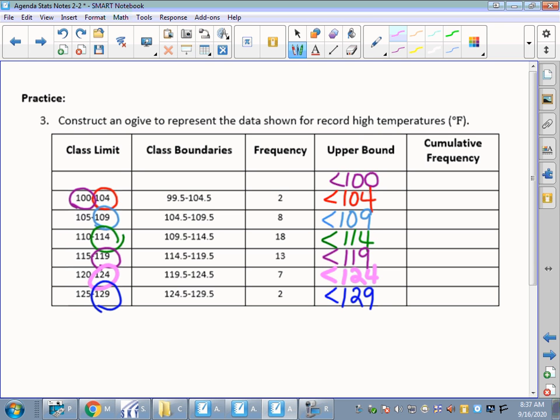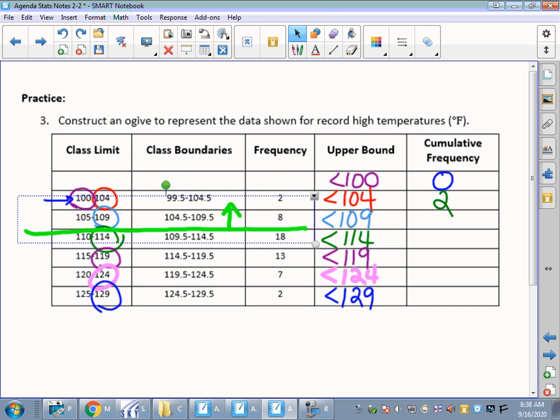Remember, cumulative adds as we go. So how many data points do we have less than 100? There's nothing, right? Because that's our lowest class limit. So this will always be a 0. Now, if I'm saying how many data points do I have less than 104, that means from here and up. Well, that's just 2. My next upper bound is how many data points do I have less than 109? Well, that's everything from here up. So it's 2 plus the 8 that we just got, 10.